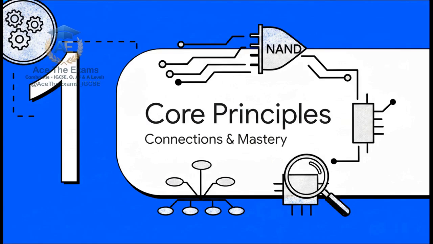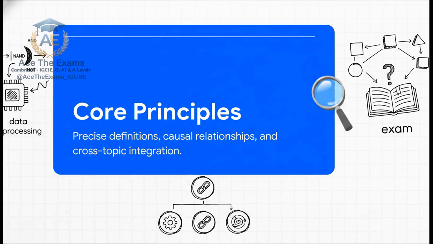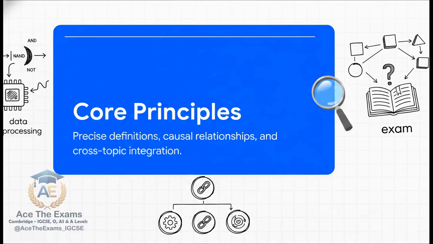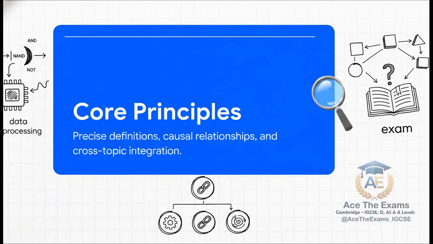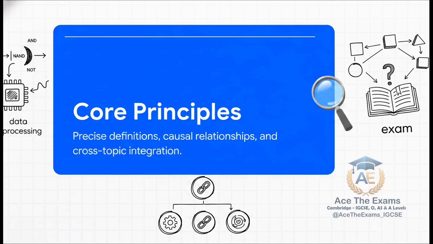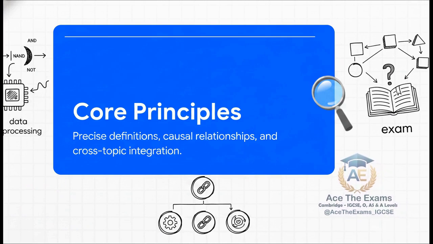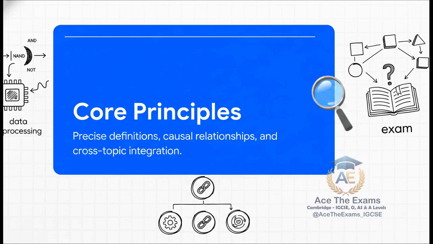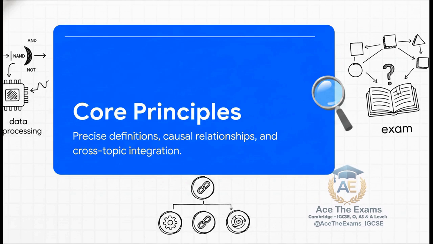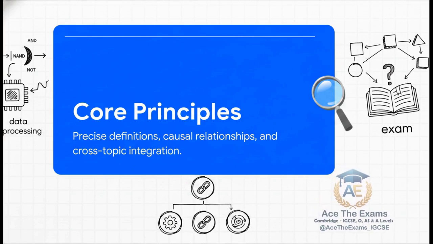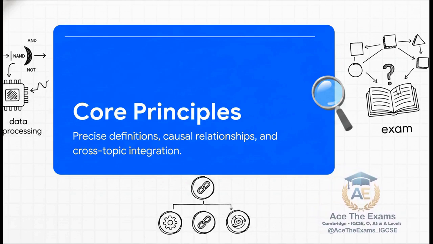Section 1. Core Principles and Connections. It becomes pretty clear right away that the foundation of mastering the NAND gate isn't just knowing that it's an AND gate followed by a NOT gate. That won't cut it. The core principles actually demand a rock-solid grasp of precise definitions, causal relationships, and cross-topic integration. Top-performing students don't just memorize things. They exhibit a deeply connected conceptual understanding. They know exactly how a NAND gate impacts data processing, and they can easily transfer that knowledge to totally unfamiliar contexts.